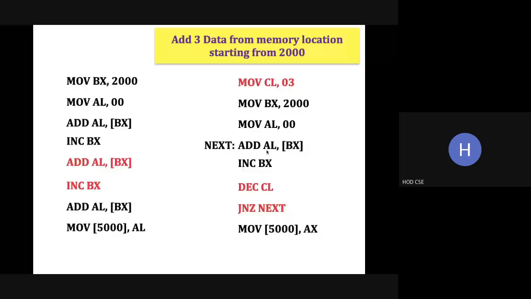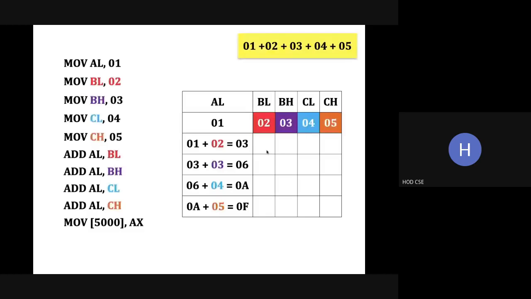Okay, fine. Next is adding the data 01, 02, 03, 04, 05. This is also an assignment program, I think. Here we are making the data available in the registers. AL is 01, BL 02, BH 03, CL 04, and CH 05. Since there are 5 data, I'm using 5 registers. The first step is add AL comma BL. So 01 will be added with the content of BL. 01 plus 02 equals 03.